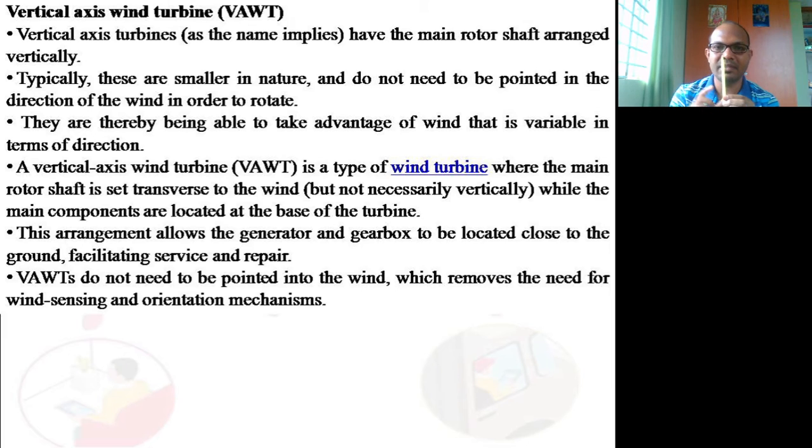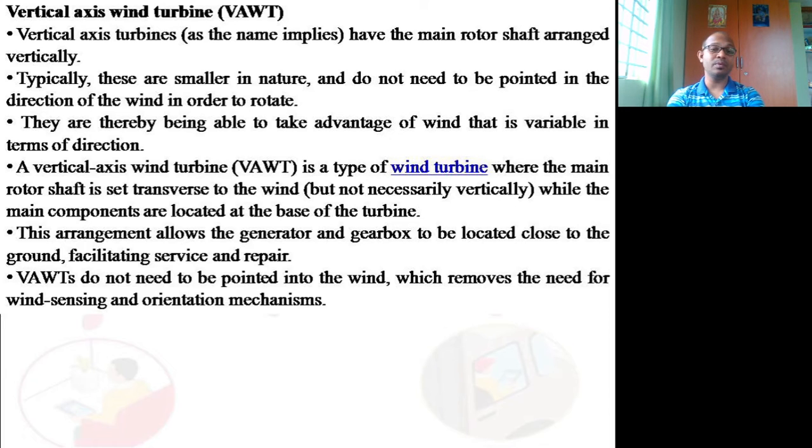Whereas in a horizontal axis turbine, all the components are always placed at the horizontal axis, above the tower. Whereas here, the systems have been placed at the base of the turbine. The main rotor shaft is set transverse to the wind, while the main components are always placed at the base of the turbine.